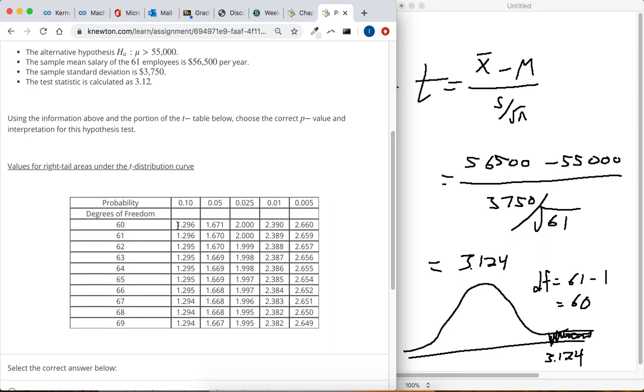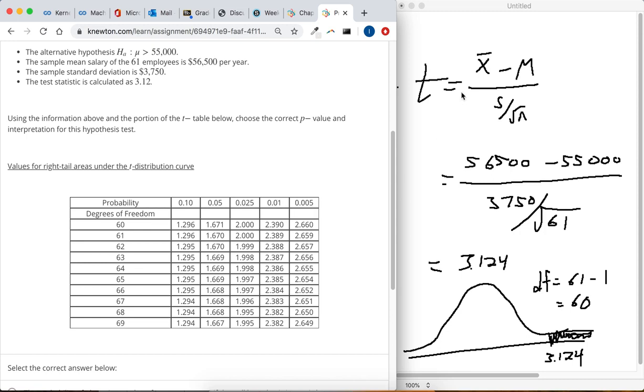Let's see. 3.124 is even further back than this one. We still haven't hit 3.124. Still haven't hit it. You need to keep the table going to find out where 3.124 is. What you're doing is, this is the approximate p-value if you got 2.66 for a t-value. If you got t equals 2.39, this would be the p-value.